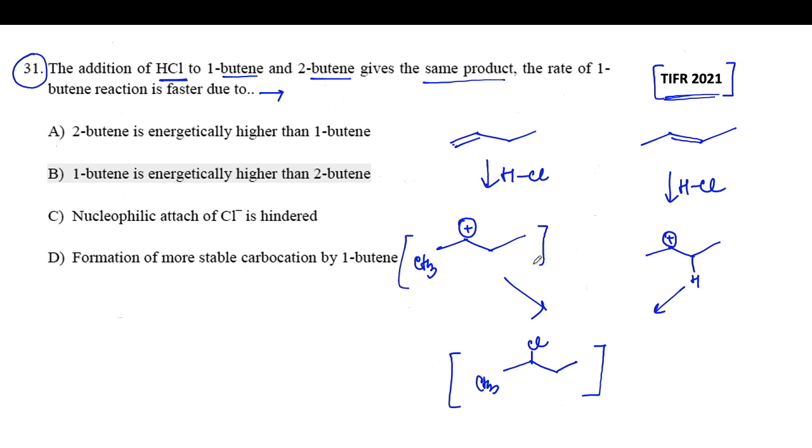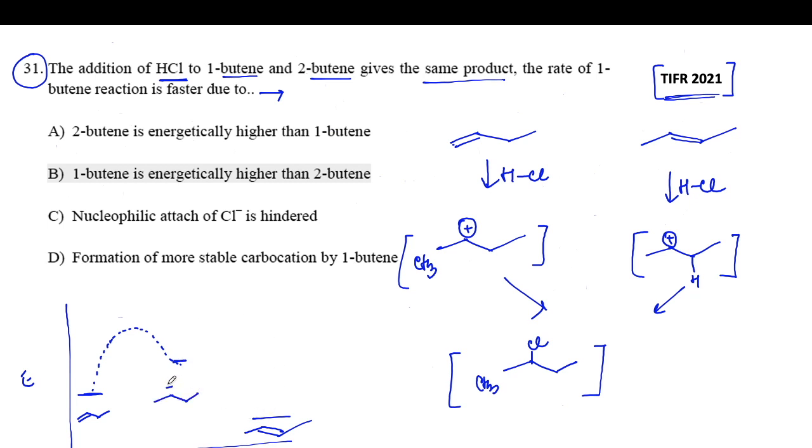Why is it the same product? Because the intermediate is the same when you're starting from 1-butene or 2-butene. So if we want to draw an energy profile diagram of this reaction, let's say this is your 1-butene compound, and it is forming this intermediate, and it has to go through an activation energy. Now this is your 2-butene molecule. Now it is also giving you the same intermediate, that is a secondary carbocation.